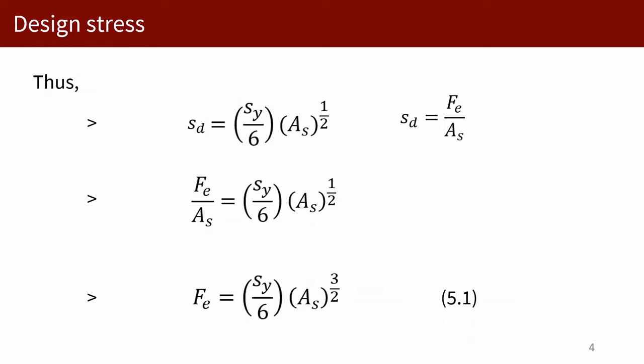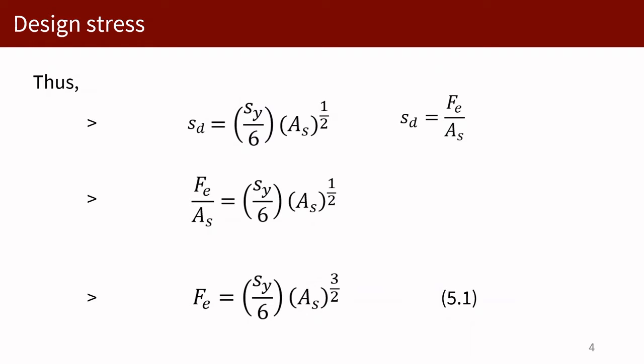Okay, so this is equation 5.1. According to the book, this is applicable if the diameter of the thread product is less than 3/4 inch. Remember that the 6 is not a factor of safety. This equation 5.1 applies to any thread series.